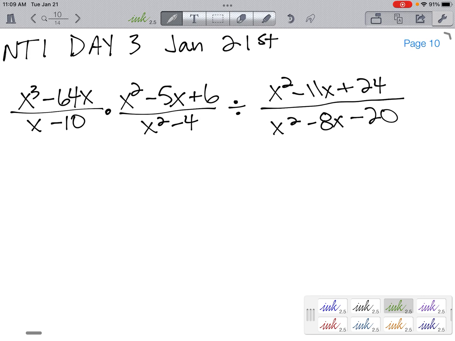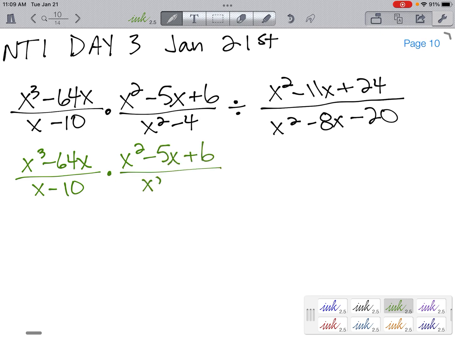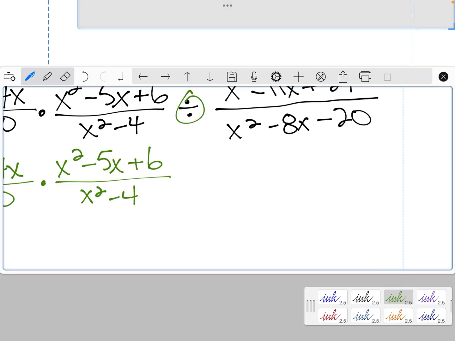So remember, when you are multiplying and dividing, number one thing, we need to rewrite it. The fractions that are multiplication, the first two we can just copy. So I'm going to copy this, times x squared minus 5x plus 6 over x squared minus 4. Now we get to the division. Remember, it's copy. We copied everything before the division sign. Then we have to change our sign to multiplication.